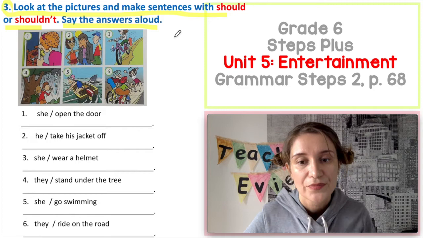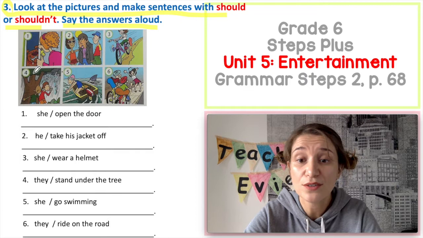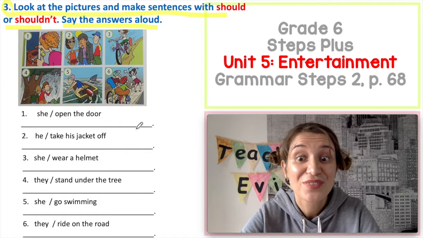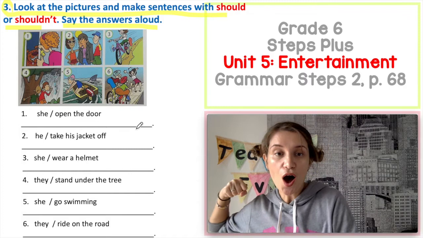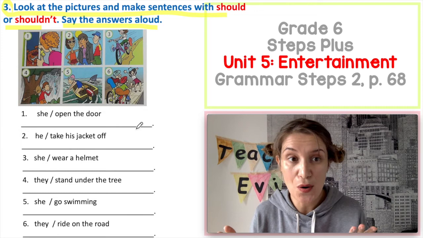Okay, now let's look at picture number 1. Popatrzmy na obrazek numer 1. What can you see in the picture? What can you see? Co możecie tam zobaczyć? There is a girl. Jest dziewczyna na zdjęciu, na obrazku. What is she doing? Co ona robi? What is she doing? She's opening the door. Ona otwiera drzwi. What's behind the door? Co jest za drzwiami?